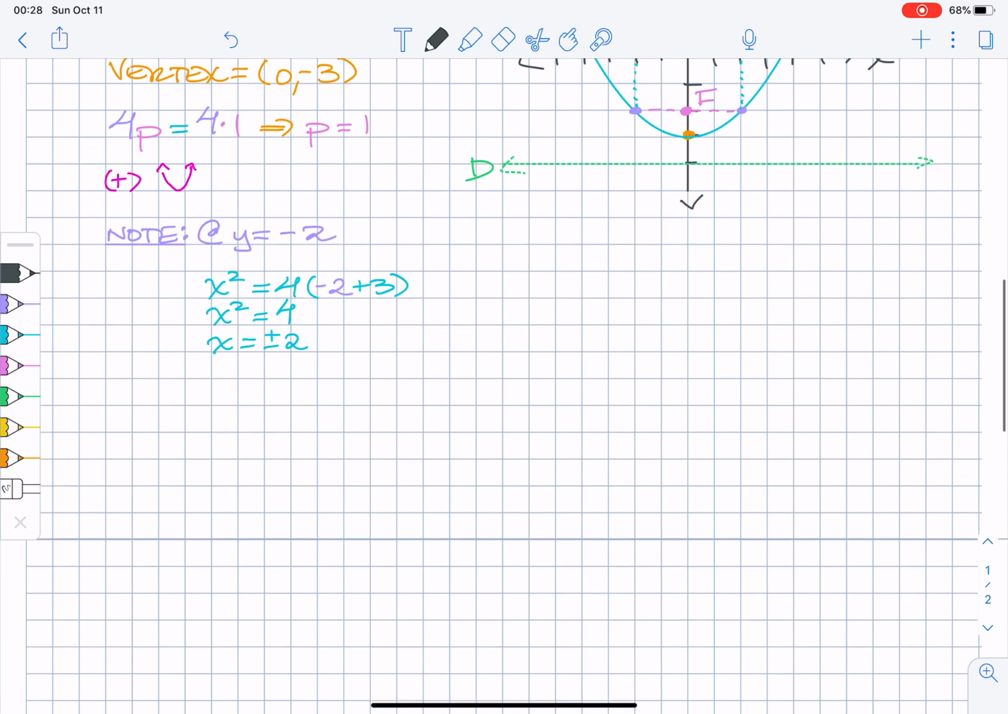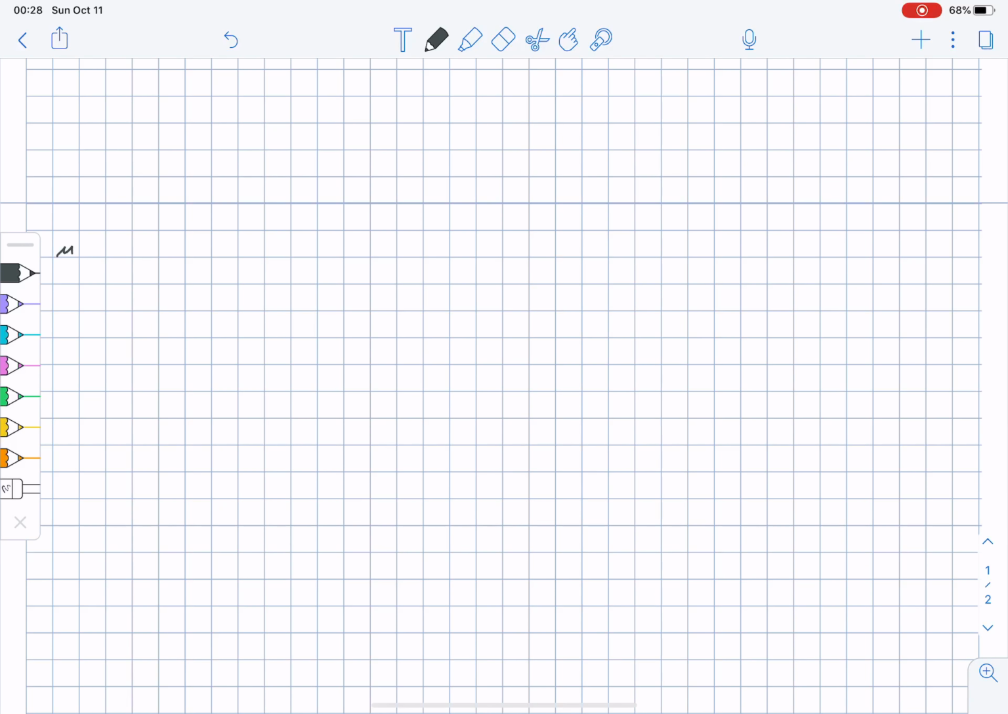Okay, let's do another one. So number 2, let's say we have quantity y minus 1 squared is equal to 8 times the quantity x plus 2. So this is now y minus 1 quantity squared is equal to 8, which is 4 times 2, times the quantity x minus a -2. So I know my vertex is at, remember, x coordinate first, so it's going to be -2, 1.